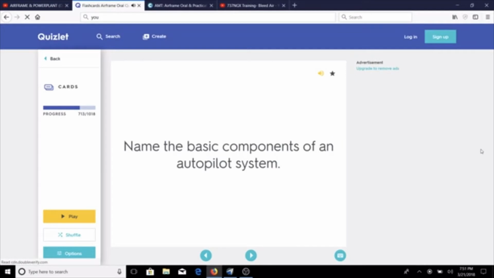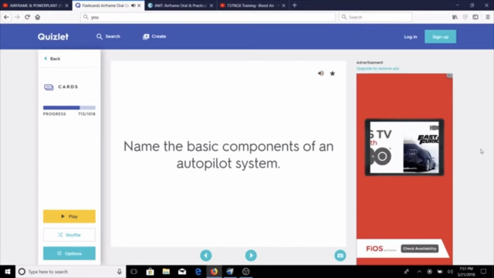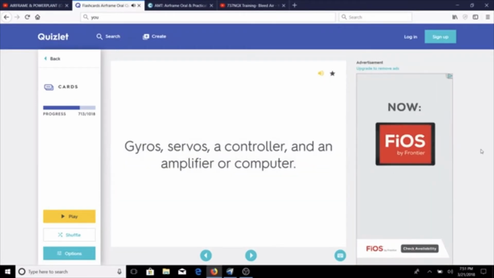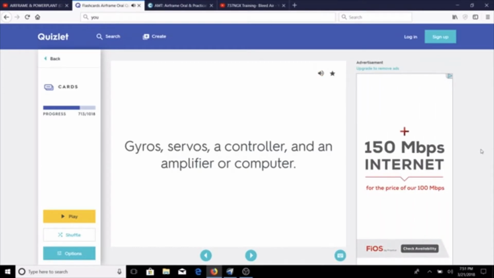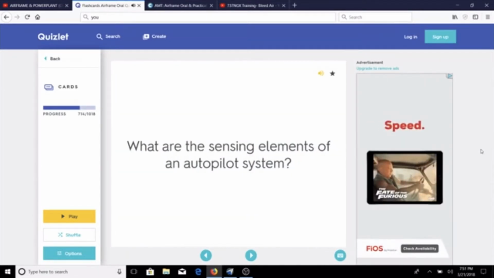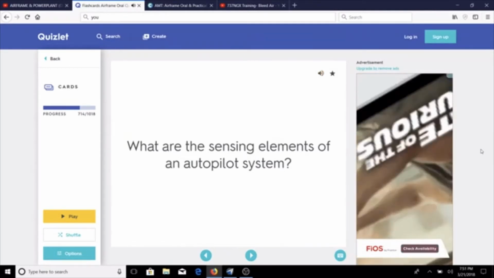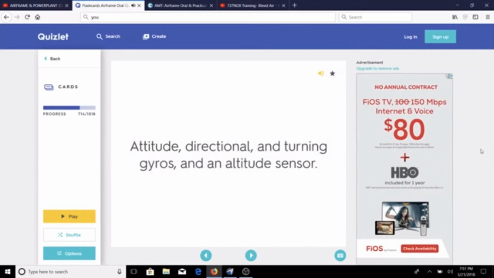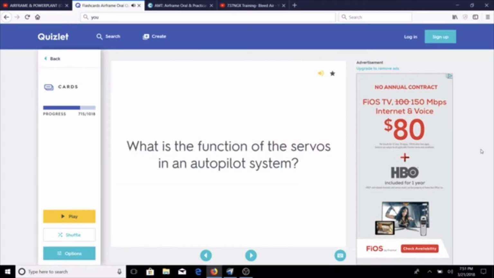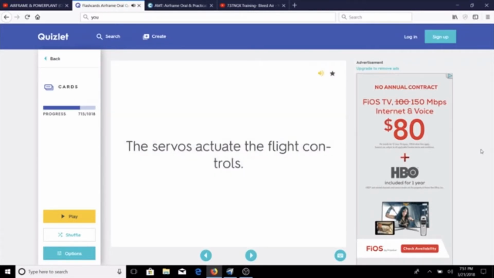Name the basic components of an autopilot system. Gyros, servos, a controller and an amplifier or computer. What are the sensing elements of an autopilot system? Attitude, directional and turning gyros and an altitude sensor. What is the function of the servos in an autopilot system? The servos actuate the flight controls.